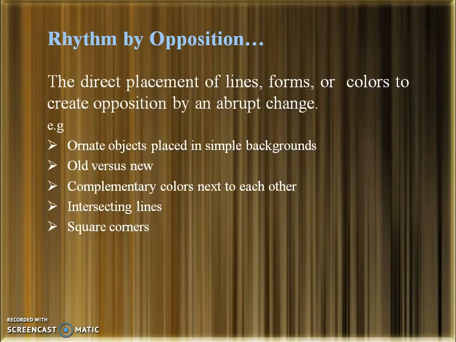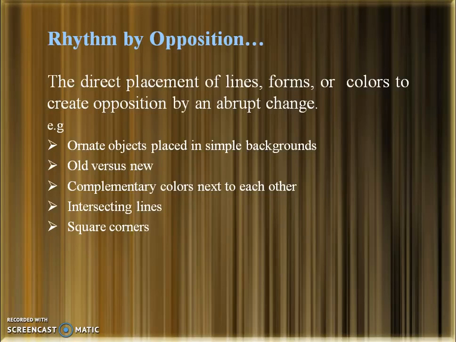Next comes the rhythm by opposition. What it means is, it is the direct placement of lines, forms, colors to create opposition by an abrupt change. Till now we were studying rhythm by gradual and various changes, but now we will study rhythm by abrupt change. For example, ornate objects placed in a simple background. It creates an abrupt change.